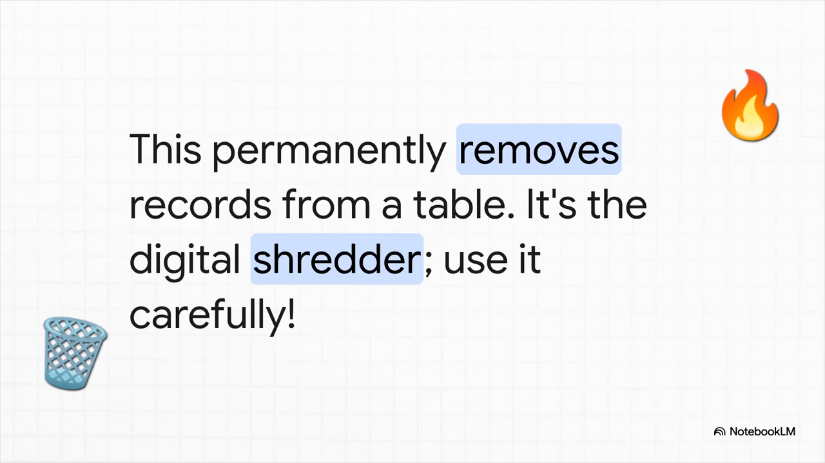And that brings us to the last one, D for delete. And yeah, it's exactly what you think it is. This is the digital paper shredder. It permanently removes a record. And just like when we updated, using that where clause is absolutely 100% critical. You have to be sure you're only shredding the one file you mean to.